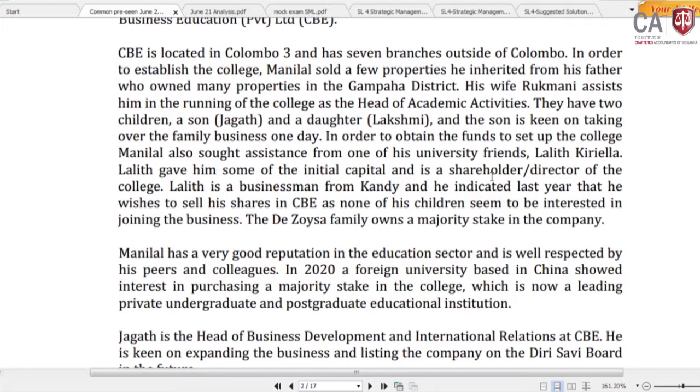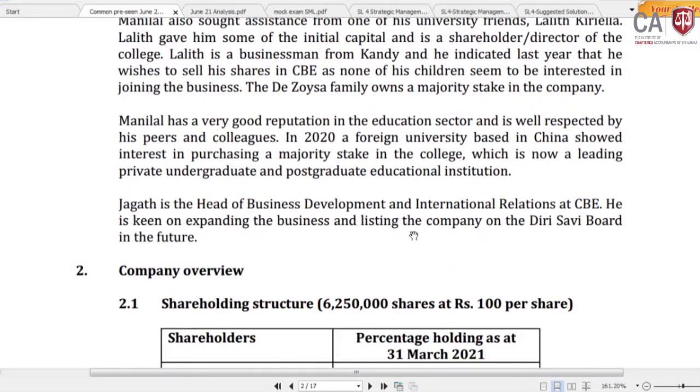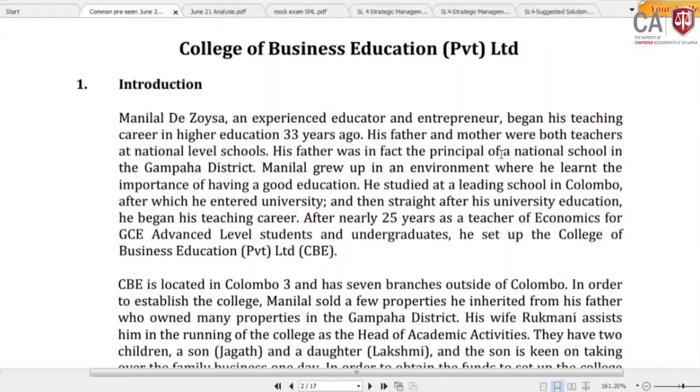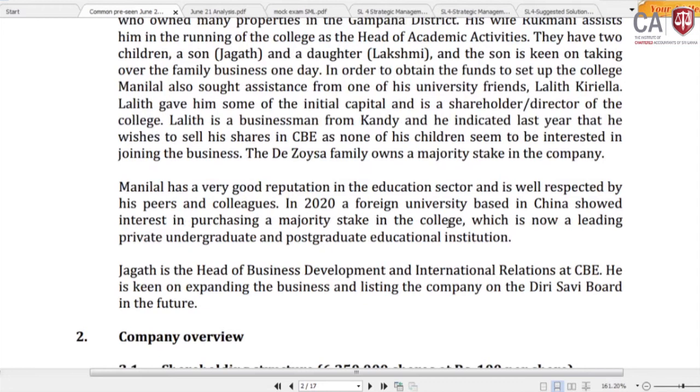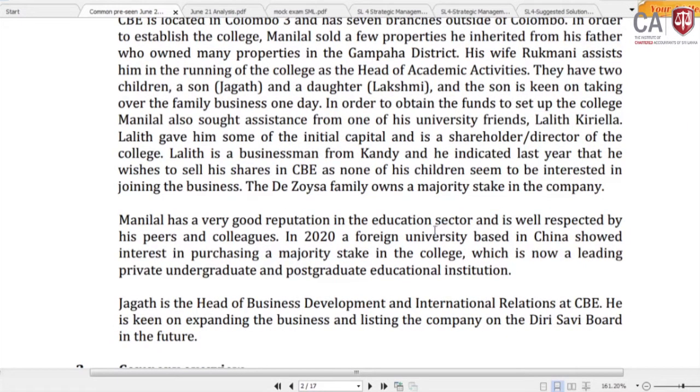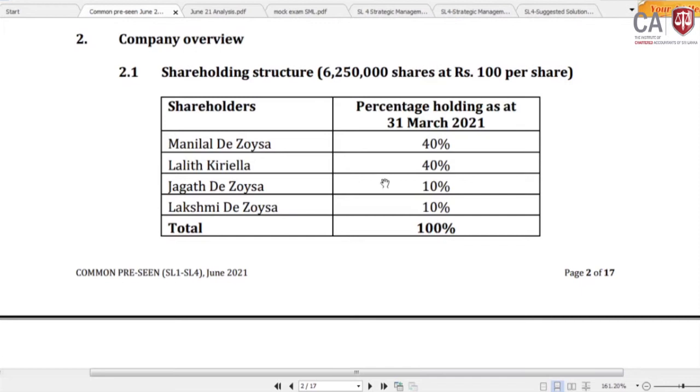Then the Soisa family owns the majority stake in the company. Manilal normally has a good reputation in the industry. In 2020, a foreign university based in China showed interest in purchasing a majority stake in the college, which is now a leading private undergraduate and postgraduate educational institute. Jagat is head of business development and international relations at CBE. He is keen to expand the business and list the company on the main board in the future. Who is Jagat here? Jagat is the son. He is already involved in the business. The wife is also already involved in the business. There is no information on Lakshmi's involvement in the business.